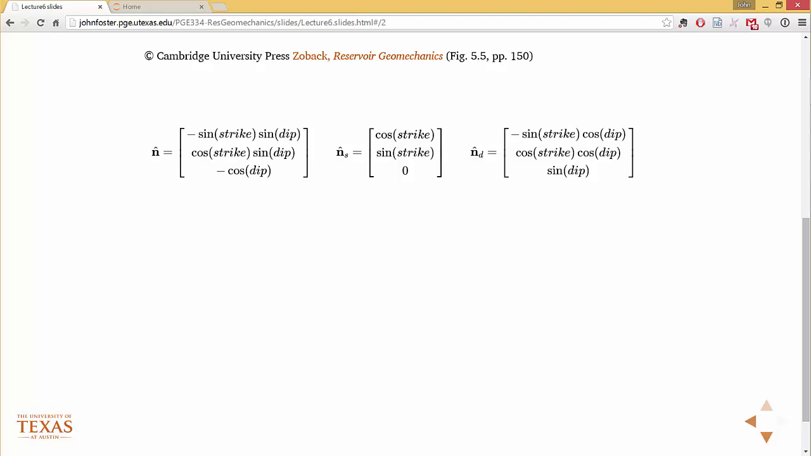There's nothing magic about these formulas. We could have worked through the geometry. These are just the projections of the original coordinate system onto these normals. It's just a bunch of little geometric transformations, that's all. It's not magic. These equations were derived from nothing but geometry. They just define the angles between the geometric coordinate system and the fault coordinate system.